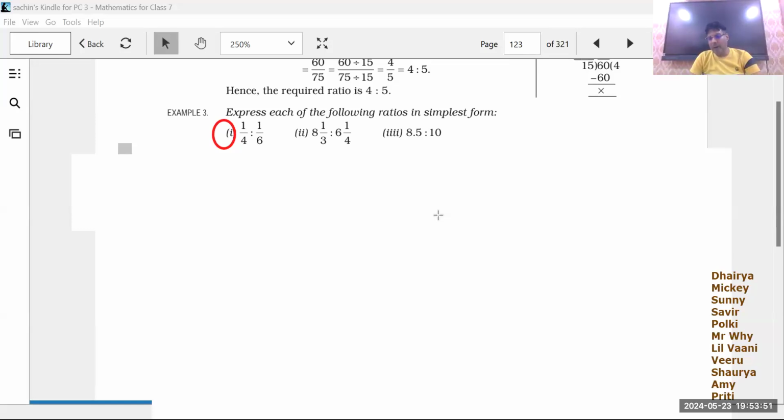Look, you have 1/4 and 1/6. How can you convert these into whole numbers? By multiplying with which number can you convert them into whole numbers?